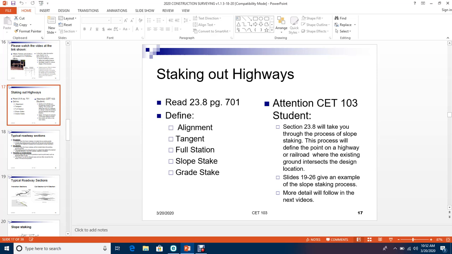The next one is a full station. Full stations are defined as the even full increment on alignment. In this situation, it might be something like 1+00, 2+00, 3+00. What that simply means is that this is a slice at the center line of the road, which we will be looking at. That is either 100 feet or 200 feet or 300 feet from the beginning of the project.